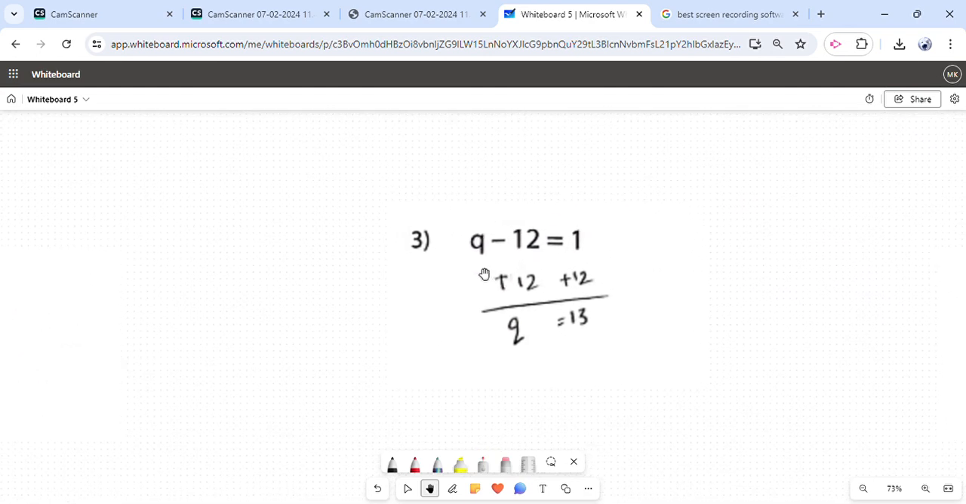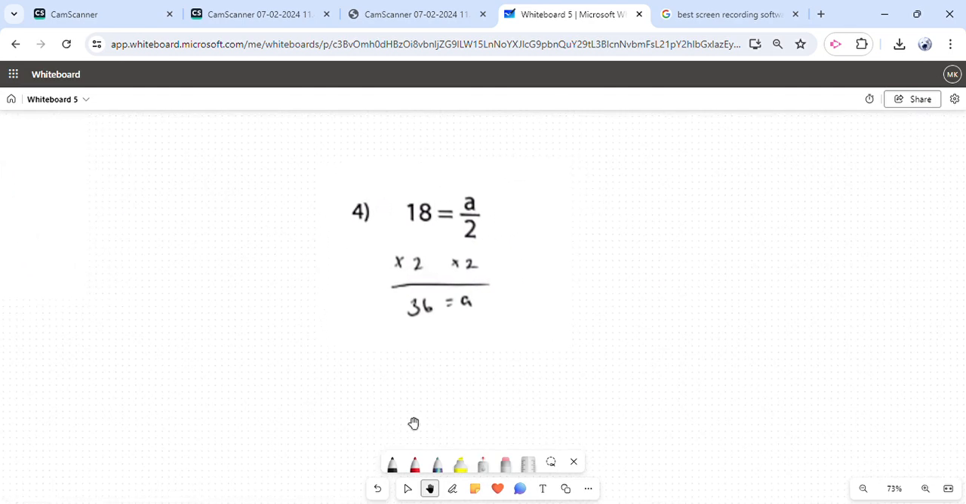For number 3, it says q minus 12 equals 1. So here we're subtracting 12 from q to get 1. So you have to add 12 to both sides so it cancels out, and that gives you q equals 13. You basically just have to do the opposite operation of whatever you're adding or subtracting or dividing or multiplying to the variable to get it alone.